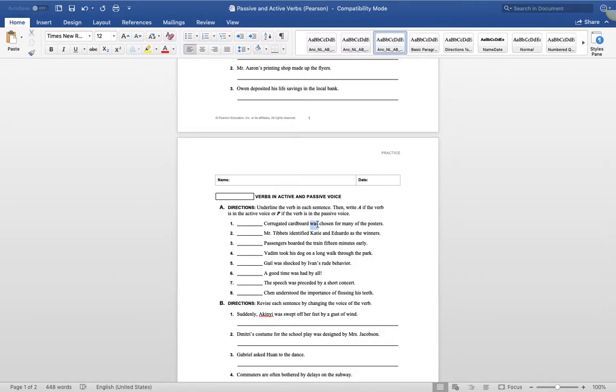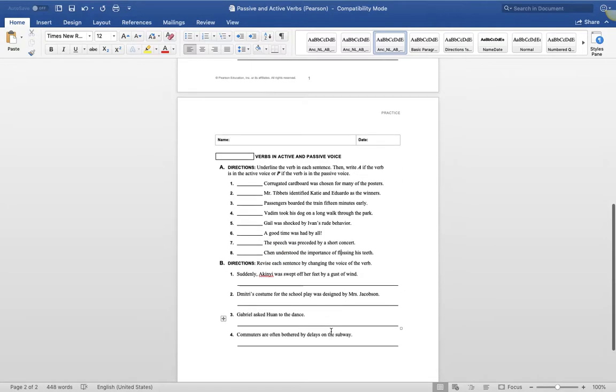So again, on this side, "was" is your verb here. "Identified" is your verb here that you can underline. Passengers "boarded," verb there. Vadim "took." Gail "was." A good time "was." The speech "was." And Chen "understood." "Understood" is that last verb there. Okay, so hopefully that helps you find the verbs.